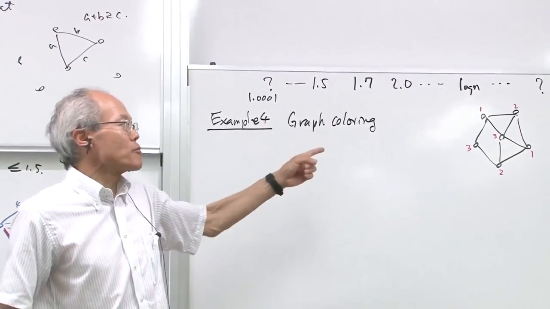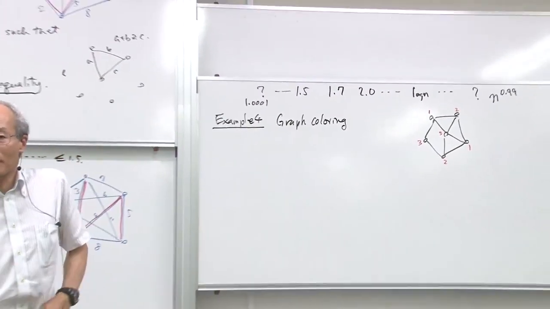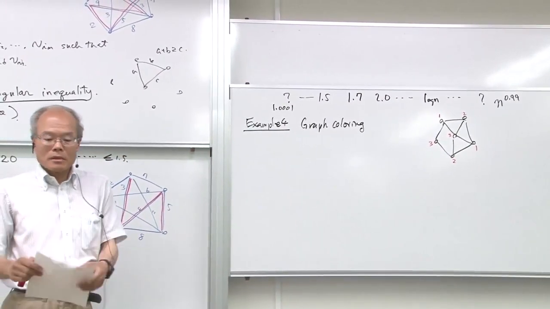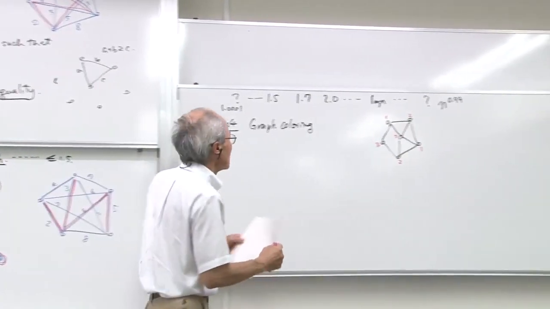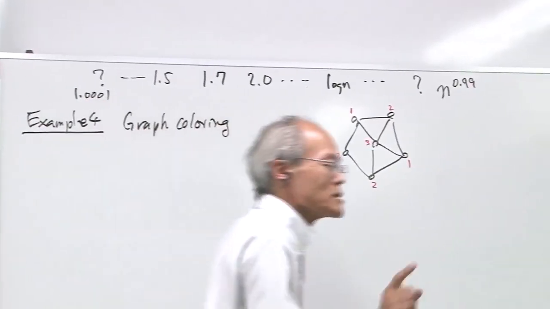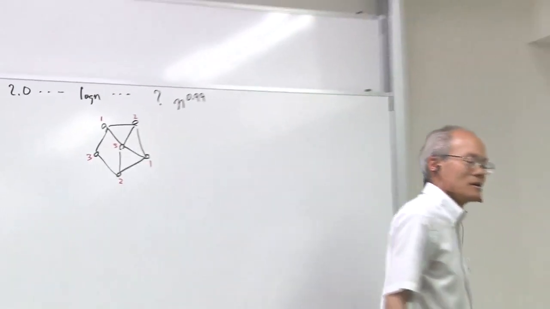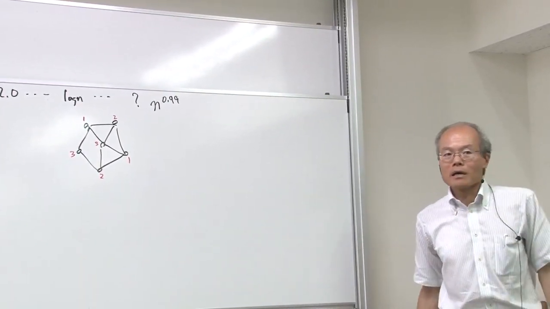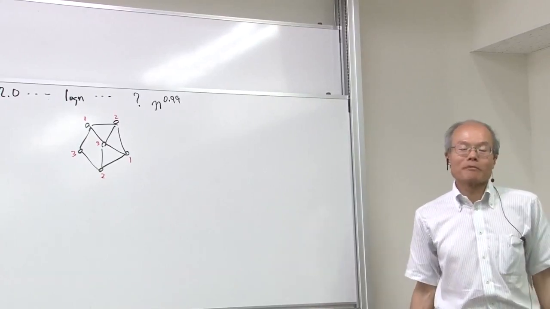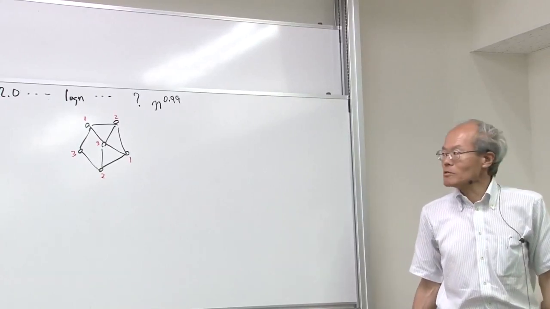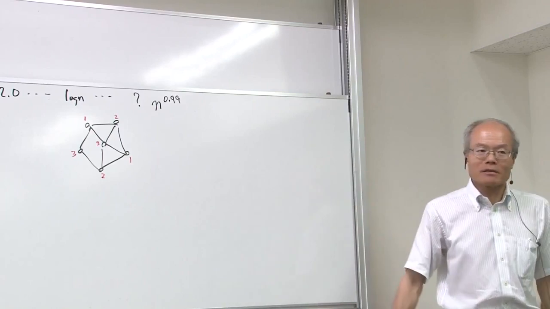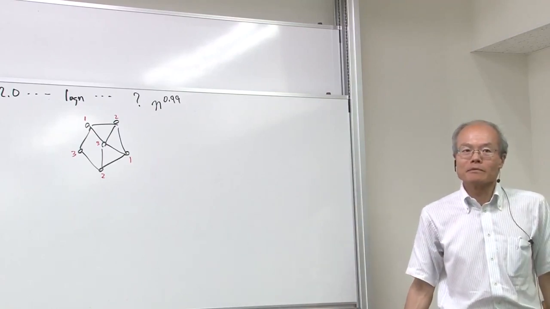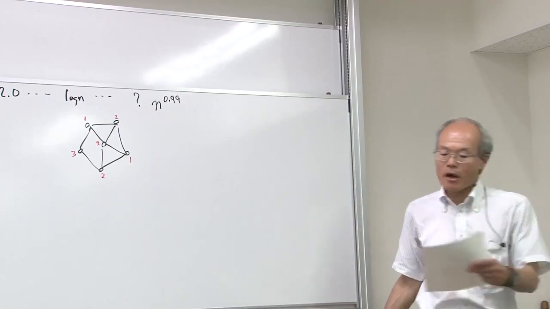And this is the graph coloring problem, a very famous problem. Of course, the question is the minimum coloring. You need to find a coloring which uses the minimum number of different colors.